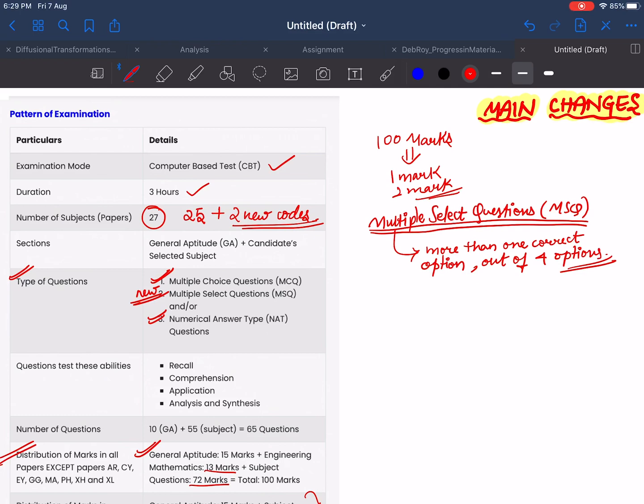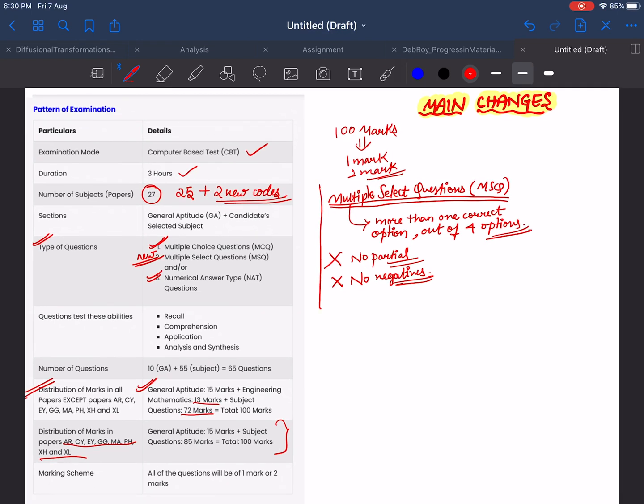Now what about partial marking or negative marking? You have no partial marking and also no negative marking, which is a good thing for some people. That means if you have three correct answers and you only mark one, you will not get any partial marks, and of course you don't have any negative marks either. Apart from this, we all know for one mark questions you have 0.33 negative marks if wrong, and for two mark questions 0.66. This is only for MCQs, because even for NAT you don't have negative marks. So for MCQs you have to be careful because you have negative marks. This is one big change.